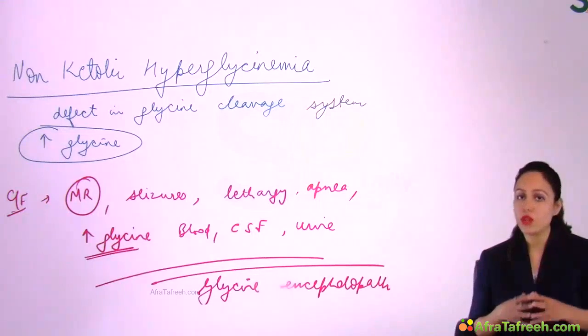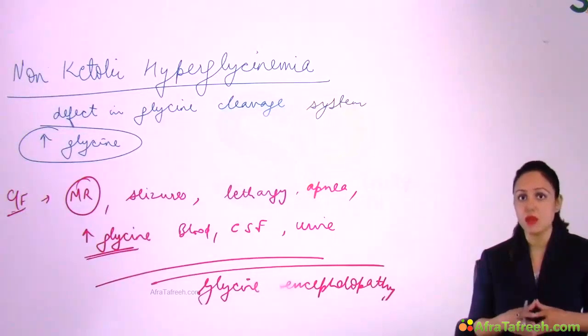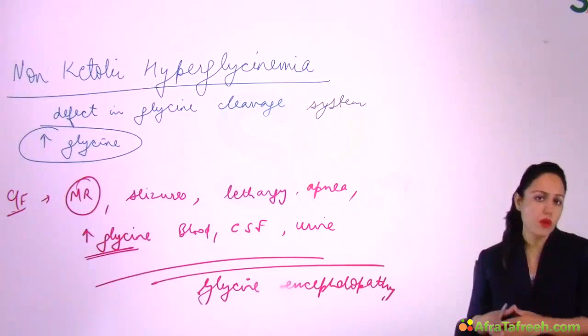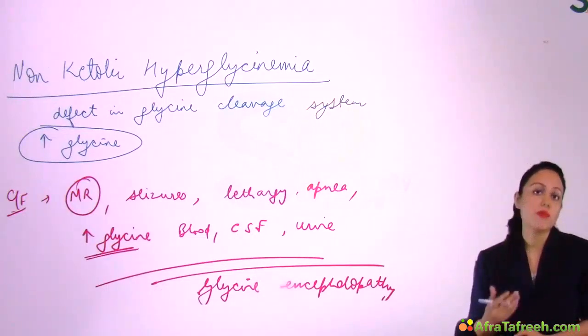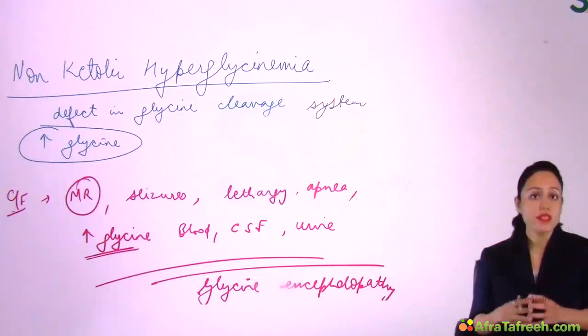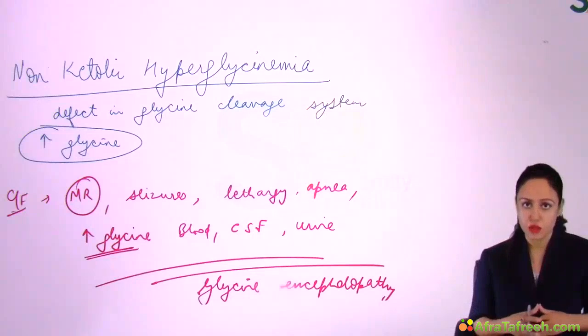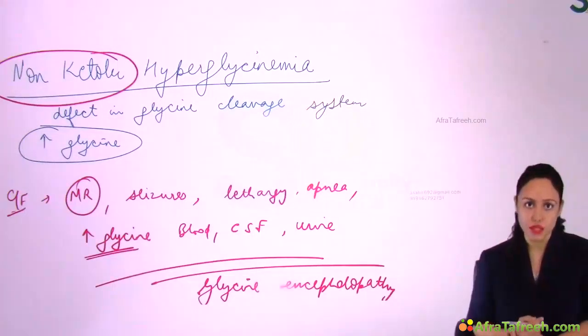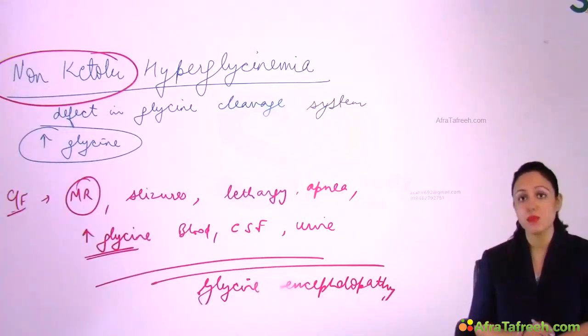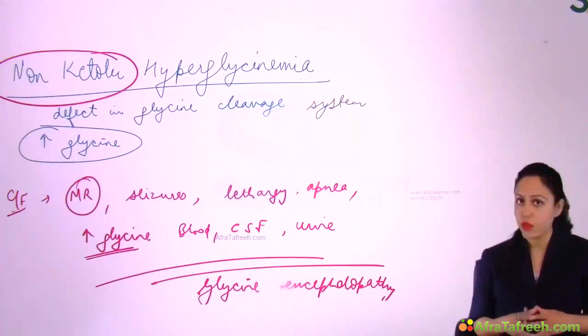And why is it called non-ketotic hyperglycinemia? Because there are many other inborn errors of metabolism where there is ketotic hyperglycinemia. One example is propionic acidemia, where ketotic hyperglycinemia occurs, right? But this one is non-ketotic hyperglycinemia. Ketone bodies are not increased in the blood of these patients, and there is no effective treatment of this disease, right?